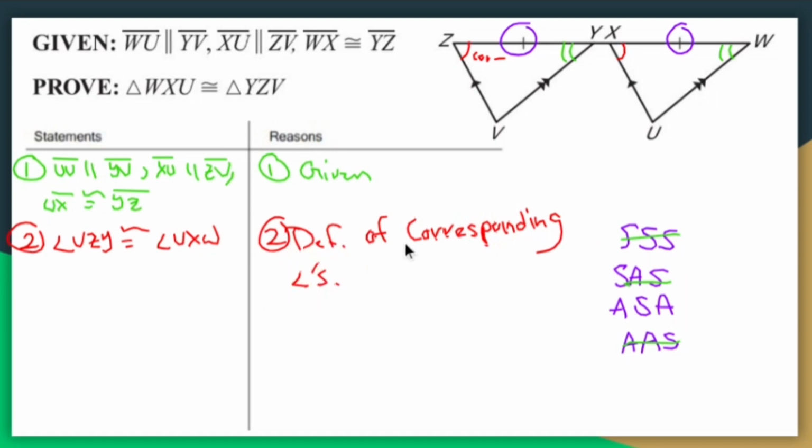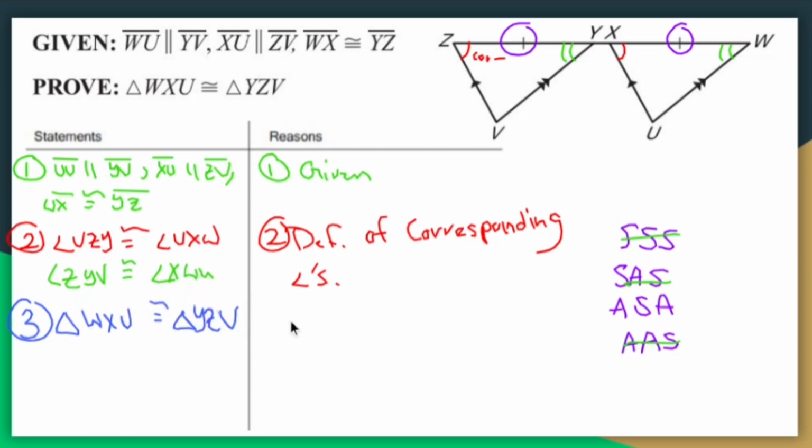Ready to kill two birds with one stone? Let's say that in the same exact statement. Why repeat myself? Let's say angle ZYV is congruent to angle XWU for the same exact reason. And if you're like, oh, yeah, you could do that in one step, why not? If you have the same exact reason, just give both statements in one. Don't overdo it. Now that I have an angle congruent, and the side that happens to be in between congruent, I can now say that triangle WXU is congruent to triangle YZV. And the proof that I used for that was ASA.